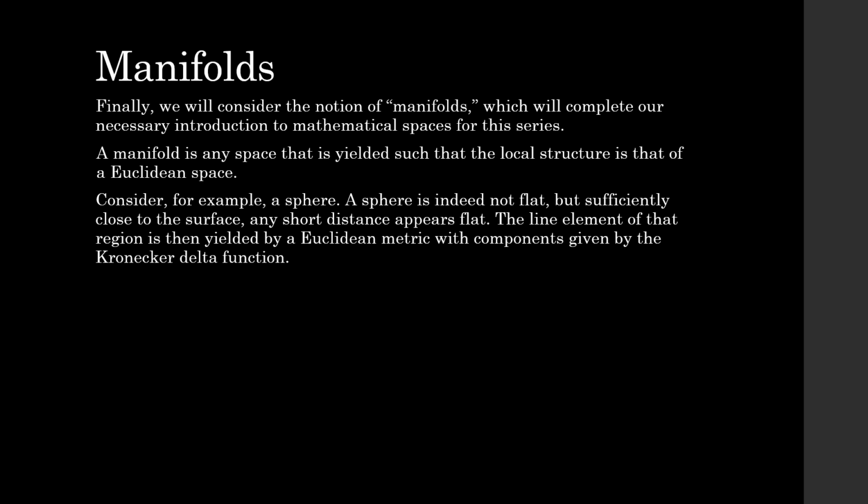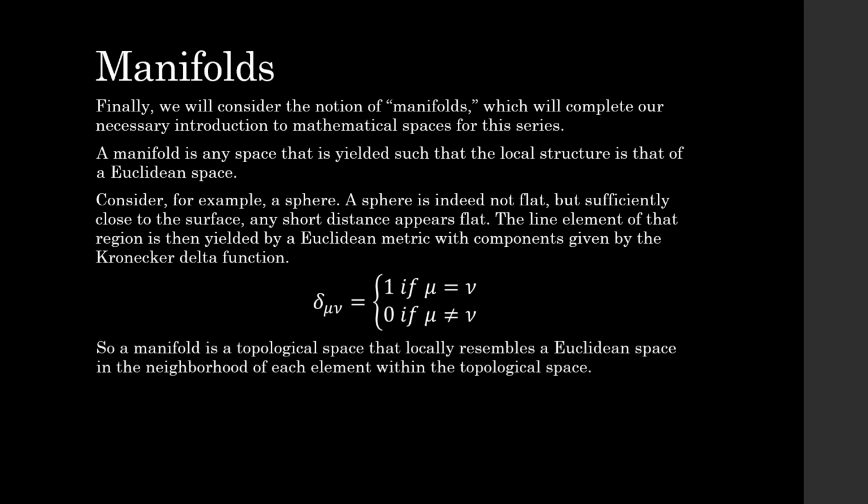So the line element of that region is then yielded by a Euclidean metric, with components given by what's called the Kronecker delta function, something I have covered extensively in a prior video. So delta sub mu nu is equal to 1 if mu is equal to nu, and 0 otherwise. We will look more into this Euclidean metric tensor, as it's called, later in our series. So a manifold is just a topological space that locally resembles a Euclidean space in the neighborhood of each element within the topological space.